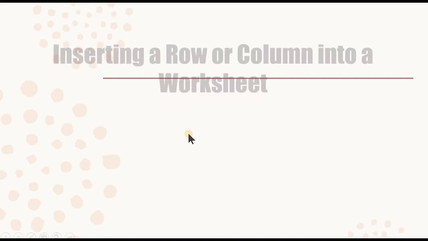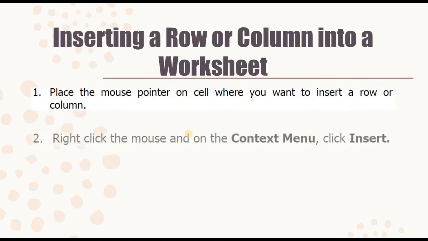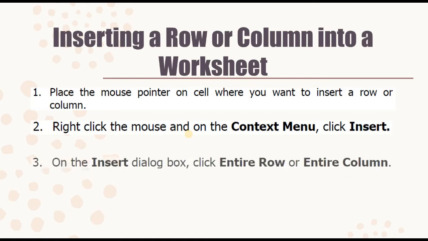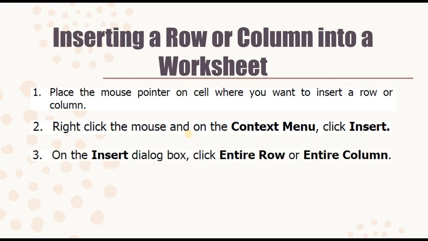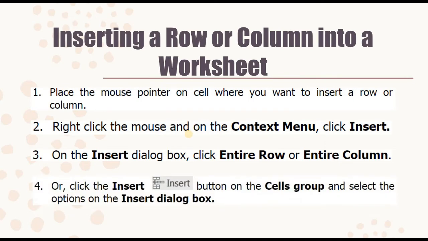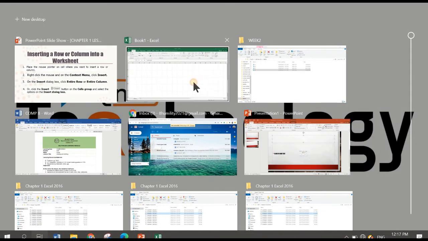Next is inserting row or column into a worksheet. The steps are places the mouse pointer on cell where you want to insert a row or column. Right-click the mouse and on the context menu, click Insert. On the Insert dialog box, click Entire Row or Entire Column or click the Insert button on the cells group and select the options and on the Insert. Okay, let us do it.